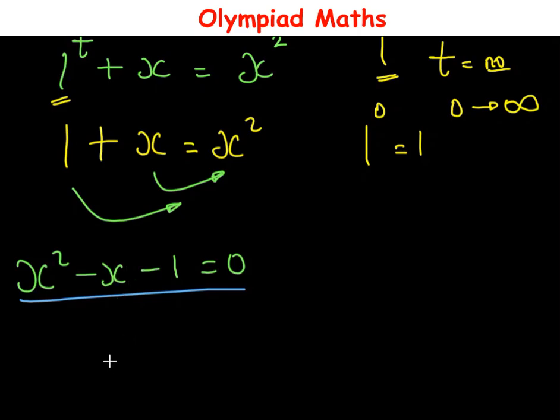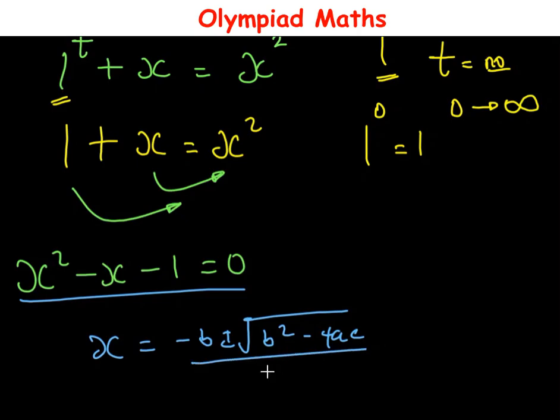So with respect to x, the formula is given by minus b plus or minus square root b squared minus 4ac all over 2a. And in this case, the value of a is the coefficient of x squared, which is 1. The value of b is the coefficient of x, which is minus 1. While the value of c is the constant, which is minus 1.